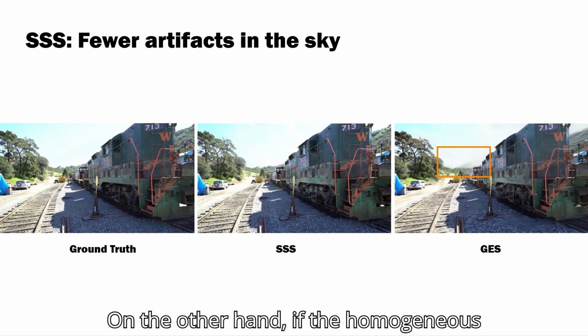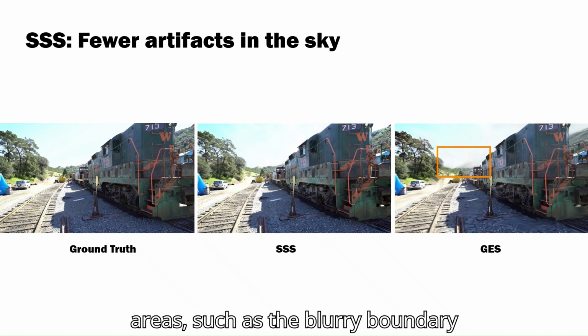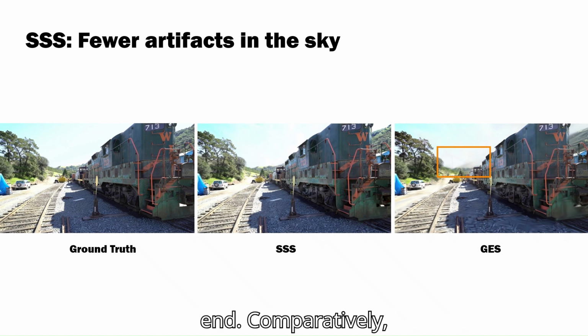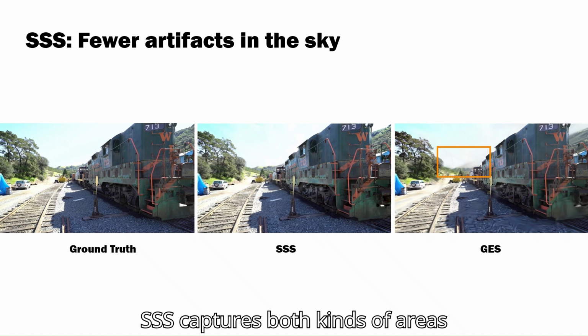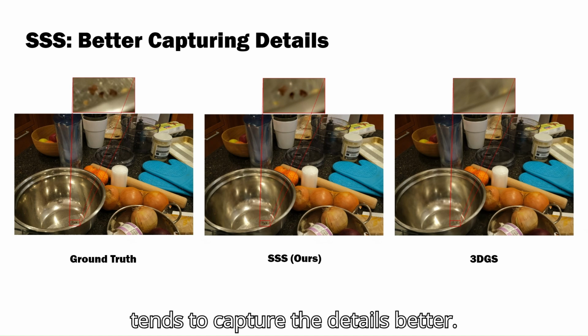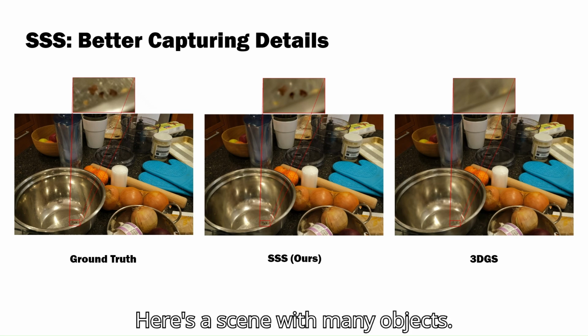On the other hand, if the homogeneous areas are fit well, there can be blurred areas, such as the blurry boundary between the sky and the trees in the far end. Comparatively, SSS captures both kinds of areas well. Second, we found SSS tends to capture the details better. Here's a scene with many objects.